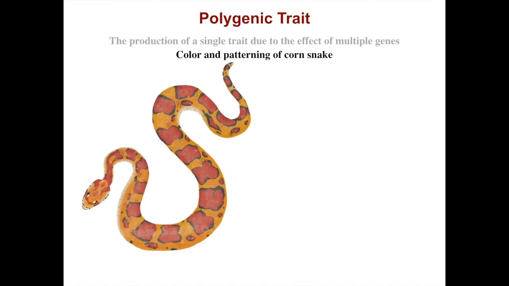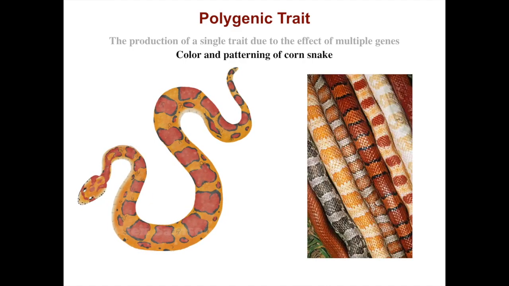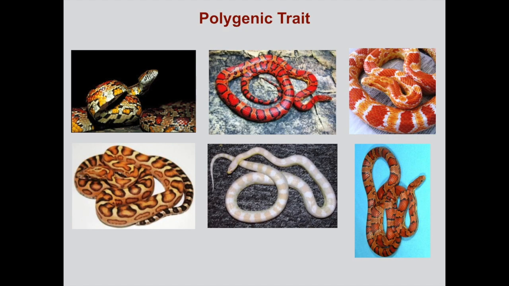The color and patterning of the corn snake is a great example of this. You can get a great variety of colors and patterns in corn snakes, and this is done by breeders who are interested in generating interesting pets for their customers. Here are some examples of what the breeders have come up with. And you can really get quite a diversity in the coloration and patterning of this species through breeding.